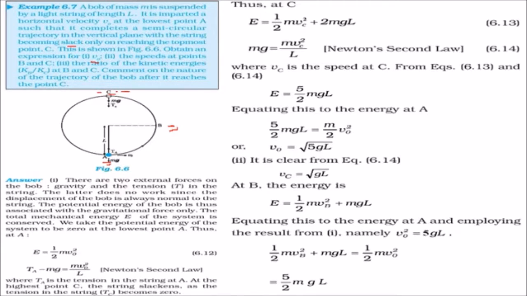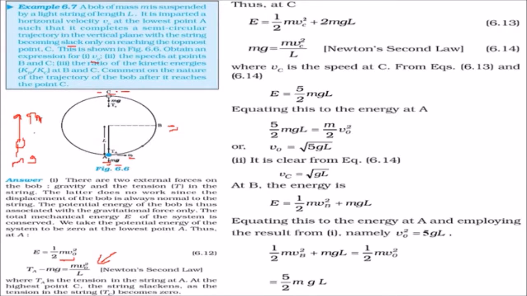So there are two external forces on the bob. What are these? Let us take the free body diagram. If it is here, there is a tension TA, there is mg here. This TA minus mg, because it is moving now, will be related to the motion, and here we will take half mv0 square. It will only have half mv0 square here, because it is at the lowest point, there is no height here. So this is the first one. Energy will be only half mv0 square, which is here.